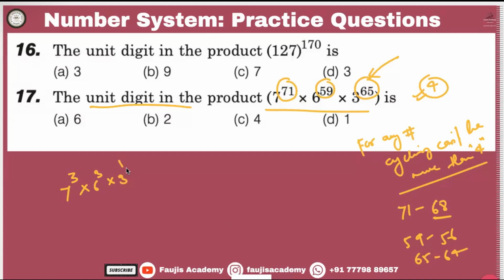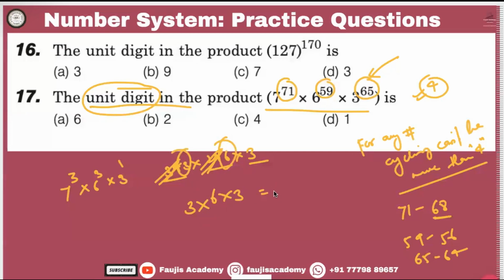Now tell me, even if you don't know what is that number, even if you do 343 into 216 into 3, you will be able to give me the number, right? 7 cube is 343, 6 cube is 216, and 3 is 3. And what did I tell you? We are dealing with unit digits. So any number which is not in unit digit, just chuck it out. Just do not worry about 343. Just worry about 3 alone. That's it. How much is that?